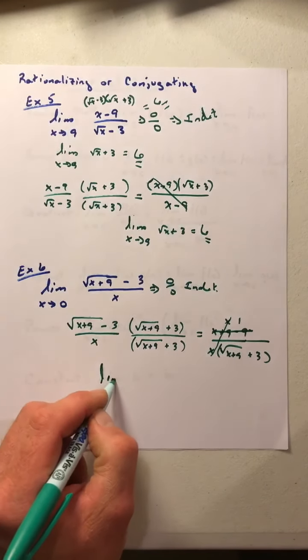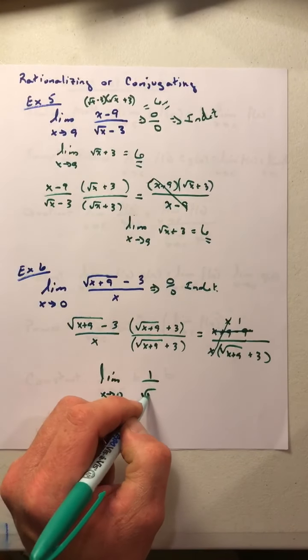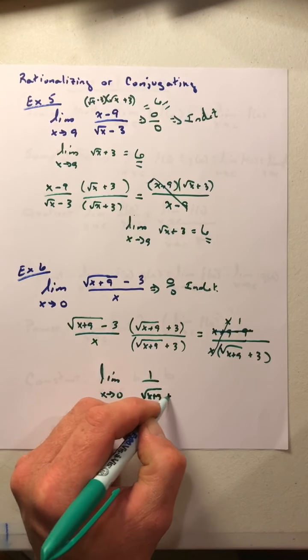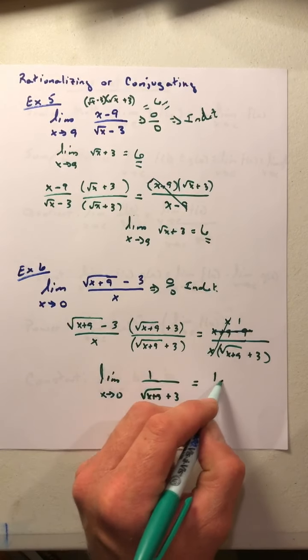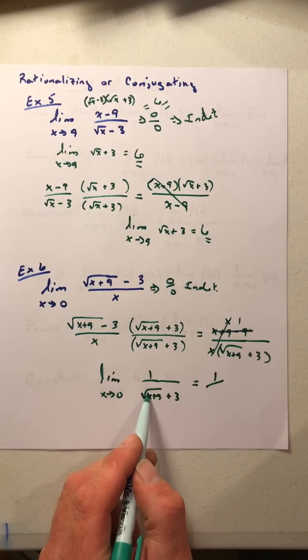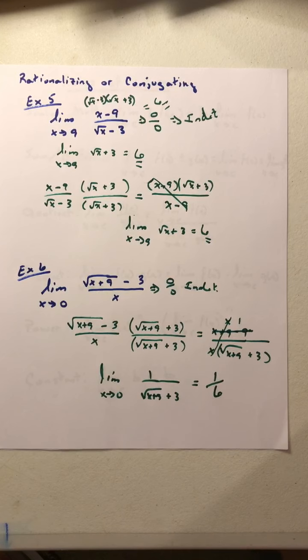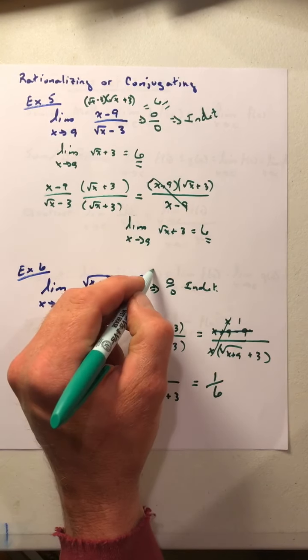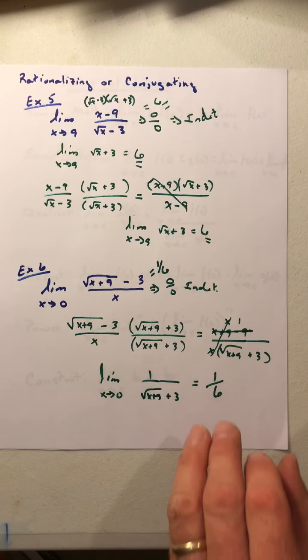So now I can take the limit as x approaches 0 of 1 over the square root of x plus 9 plus 3. Now if I plug in my 0, I end up with 1 over the square root of 0 plus 9, which gives me 9. The square root of 9 is 3, plus 3 gives me 6. So I end up with a limit as x approaches 0 of 1/6. So the limit up here is actually going to be 1/6.